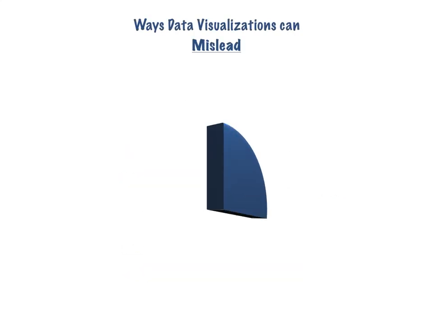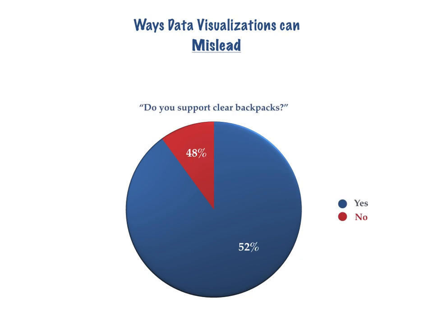And then another way, the last way we're going to discuss how visualizations can be misleading is with pie charts. When you look at the pie chart, without looking at the actual numbers, you would think, wow, the vast majority of people inside fair support clear backpacks. Because that's how it looks. The pie is majority blue with just a small section of red. However, when you look at the actual percentages, 52 versus 48, in actuality, the difference is not that huge at all. It's actually almost equal.